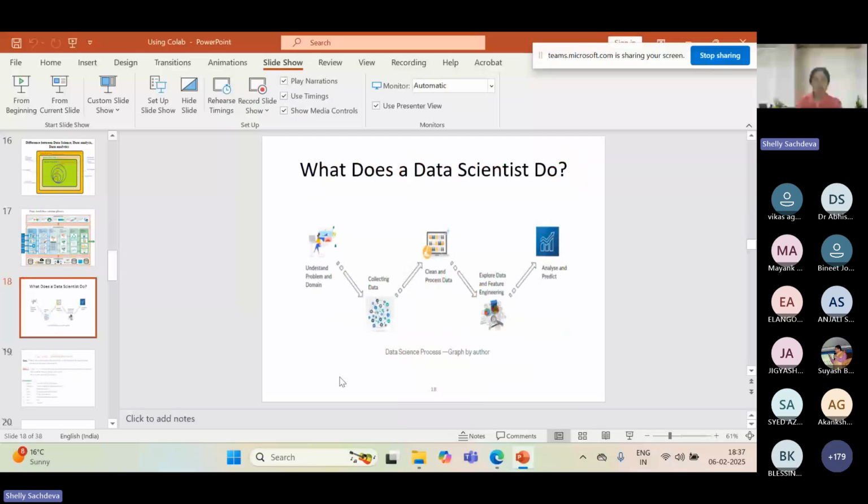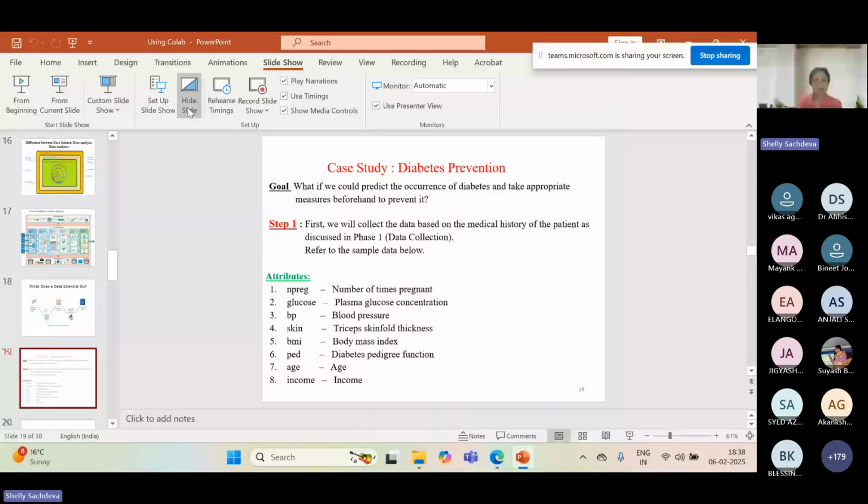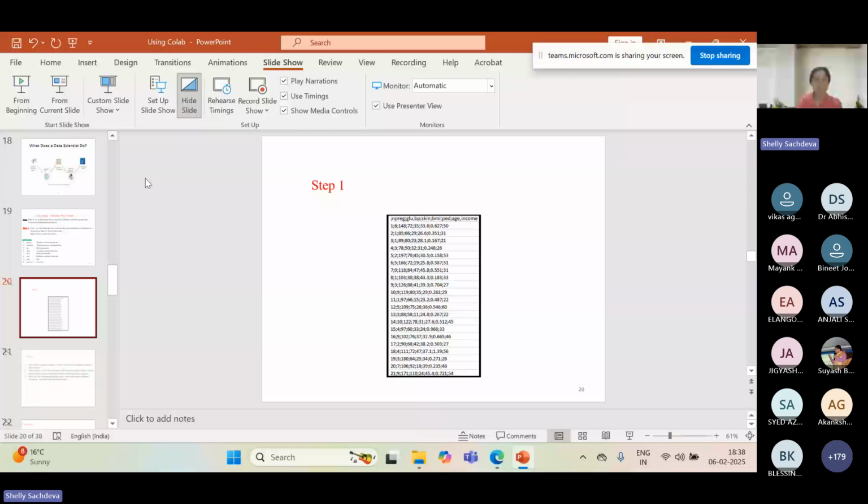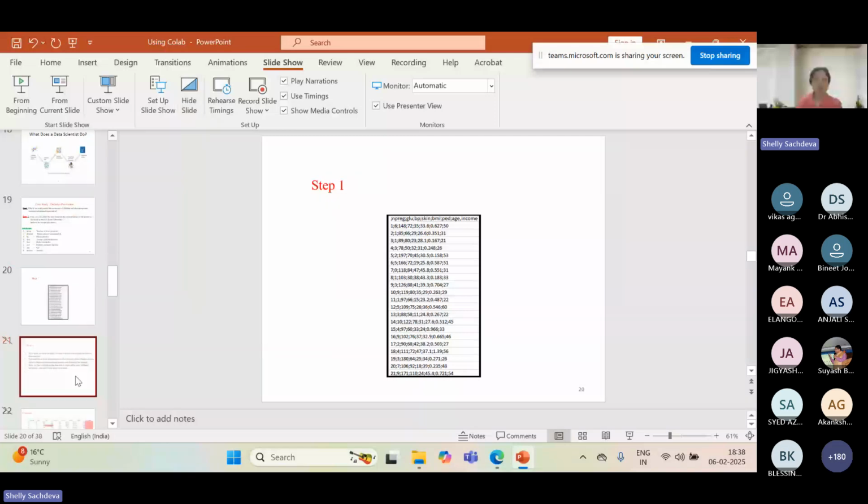Okay, I'll be demonstrating. Just give me a minute. Why are these slides coming? Some slides went into hidden mode. Just let me show that, and after that, I'll show you a demo.